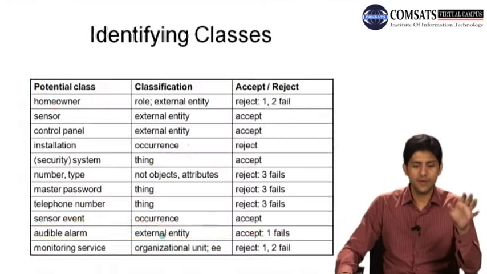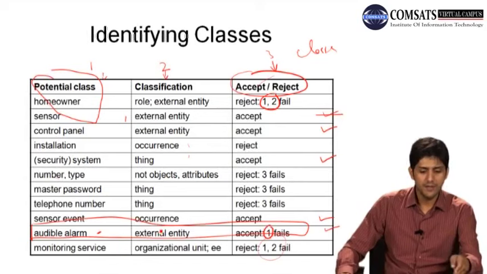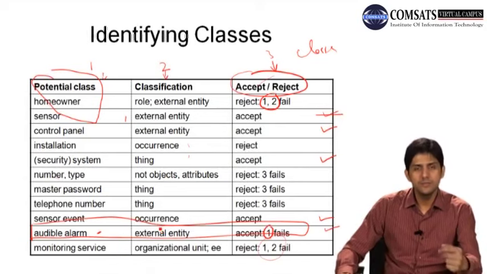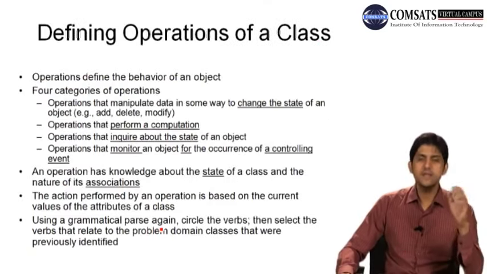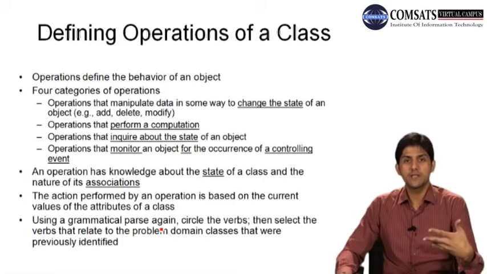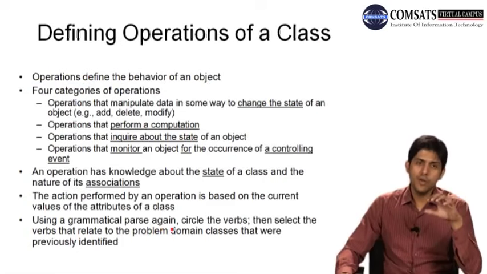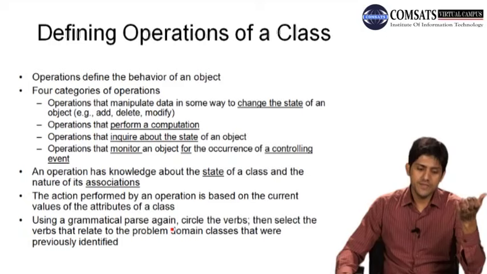ये तो हमने देख लिया कि जिस तरह for example इसके अंदर हमने number type या master password या telephone number हमने recognize किए थे, तो they will be associated to different classes. Okay ji. Now the next thing is defining operations of a class. First of all, let's see what are the different categories of these operations.